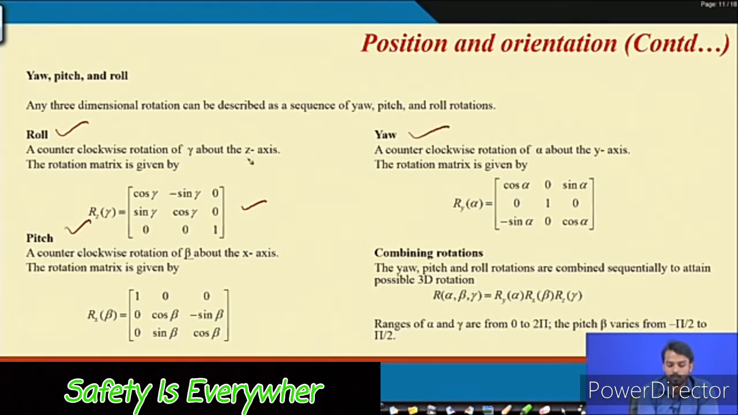So, in the three different kinds of rotation, that means roll, pitch and yaw, you have to consider the z axis in roll, the x axis in pitch motion and the y axis in the yaw motion. If you are combining the rotations, then yaw, pitch and roll rotations are combined sequentially to attain a possible 3D rotation. So R of alpha, beta and gamma can be represented as Ry(alpha), Rx(beta) and Rz(gamma). The ranges of alpha and gamma are 0 to 2 pi and the pitch varies from minus pi by 2 to plus pi by 2.